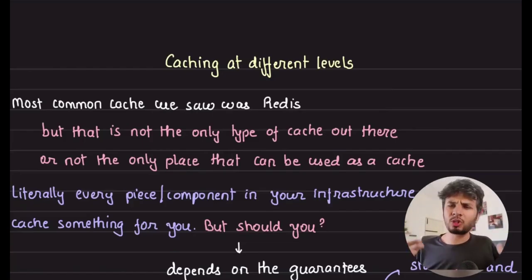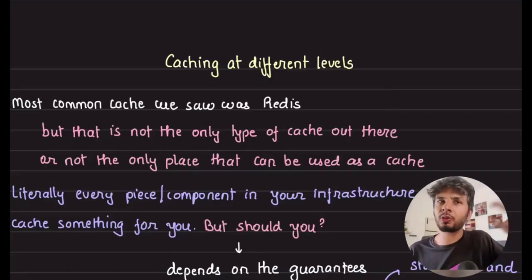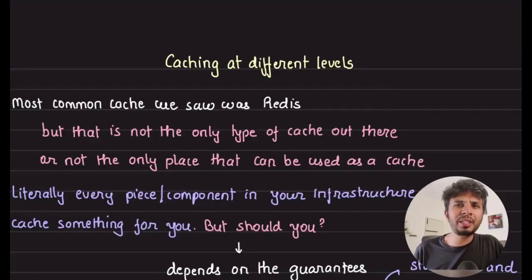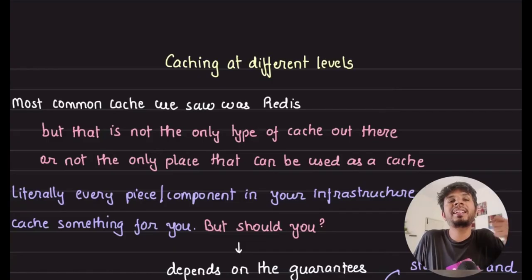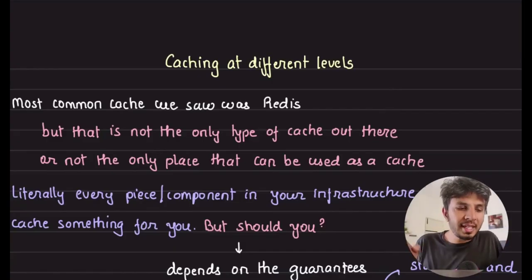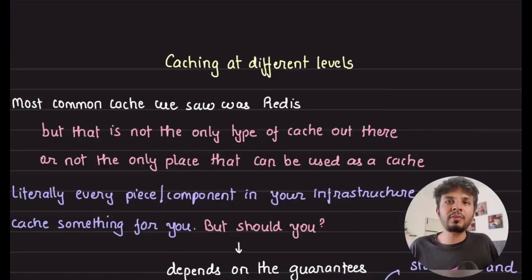The most common cache we saw was Redis. Almost everyone uses it. It is almost the de facto standard, no bias towards it, but you should definitely know Redis. It has some amazing properties. But Redis stores data in memory, and that is not the only place where you can cache. Here, I'd like to probe you into thinking about different pieces of your infrastructure where you are caching something.